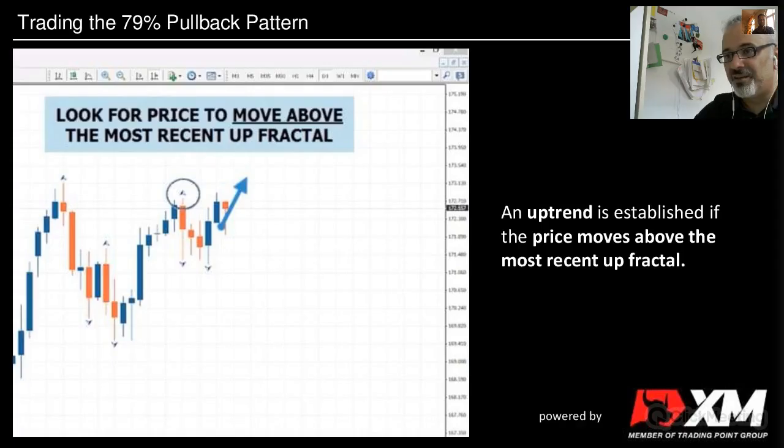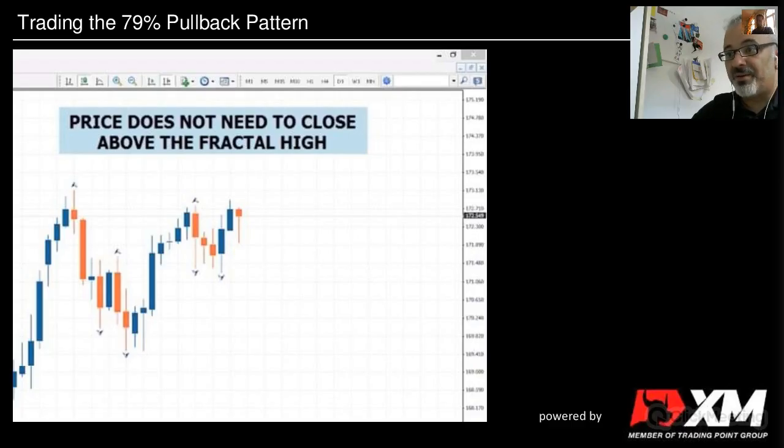Correct. Good. An uptrend is established if the price moves above the most recent up fractal. So look for price to move above the most recent up fractal. Very important: price does not need to close above the fractal high. So it doesn't need to close at the highest point. The wick is enough, so you don't need the entire body or the closing price.